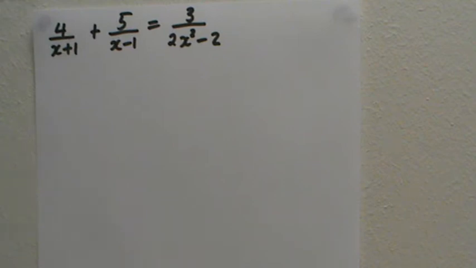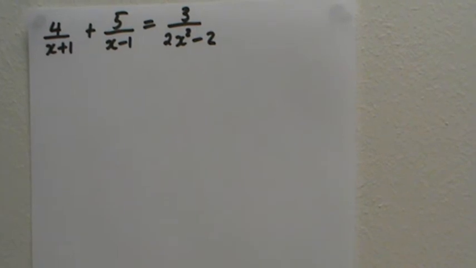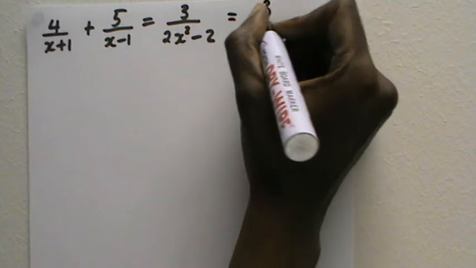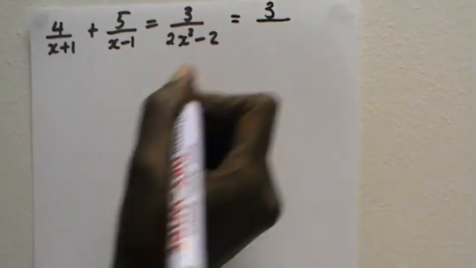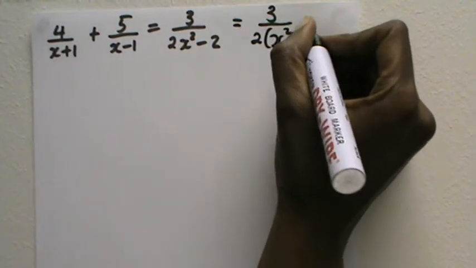So what you should try and do is, if there are denominators that you can factorize, go ahead and factorize them. Now this one over here, I can factorize it. Okay, so I will do that, and make sure you factorize it fully. So I can see there's a 2 that is common. I will take out the 2. I have x squared minus 1.